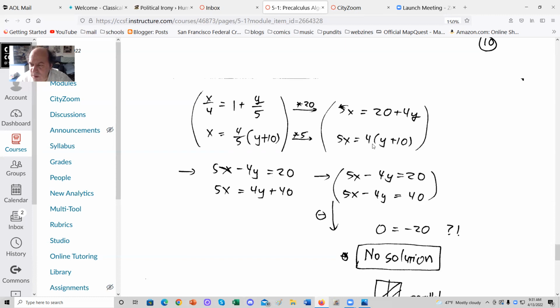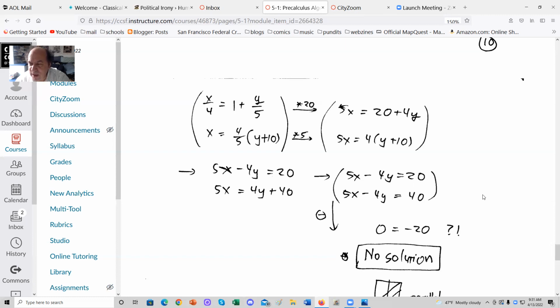However, let's distribute this a bit. So the first, let's transpose the 4y to the left in the first equation. So 5x minus 4y equals 20. For the second equation, we'll distribute the 4 and get 5x equals 4y plus 40. Let's transpose the 4y to the left in the second equation. So the equations are now 5x minus 4y equals 20 and 5x minus 4y equals 40. We're trying to make poor old 5x minus 4y equal two different things at once, and it can't do that.